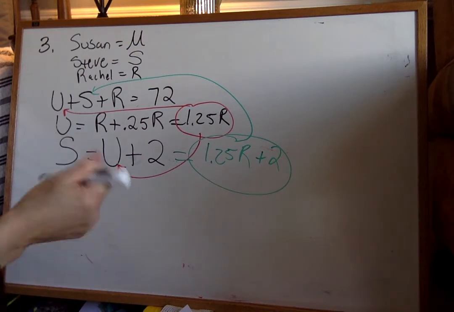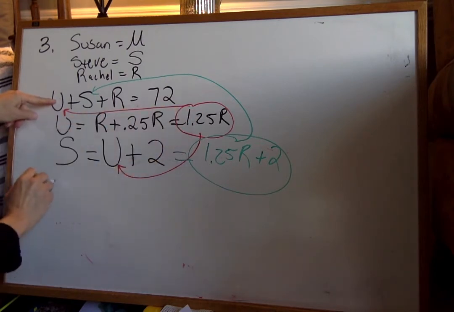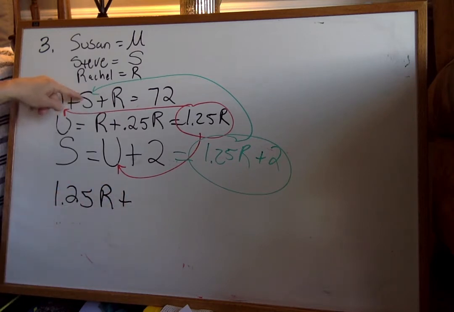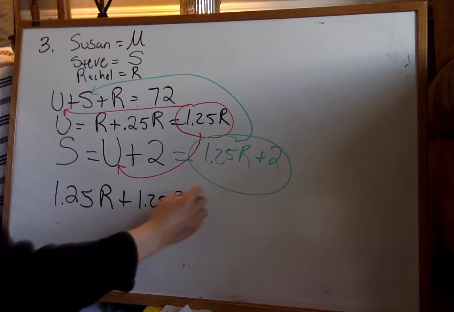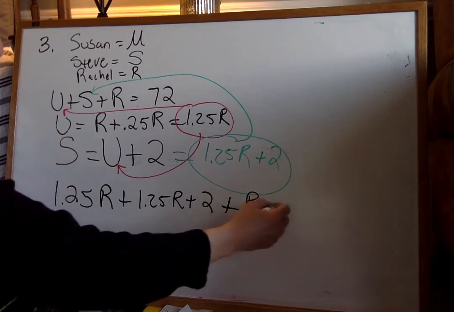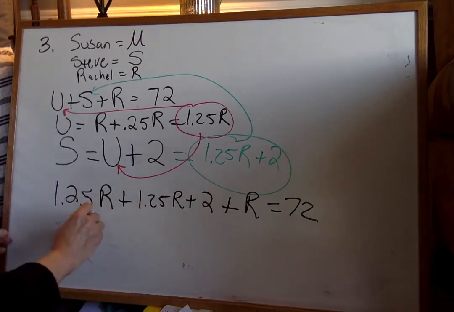So, my U, I said I wasn't going to look at U anymore because U is 1.25 R. Plus S, I said I wasn't going to look at that. I'm going to look at this. Plus, don't forget that R. That was already there. These 3 have R's in them: 1.25 R plus 1.25 R plus 1 R. 2.5, 3.5 R.